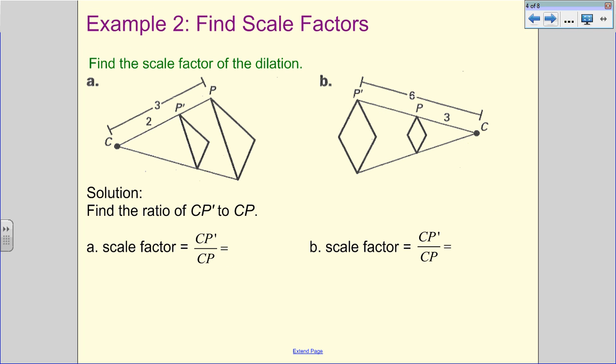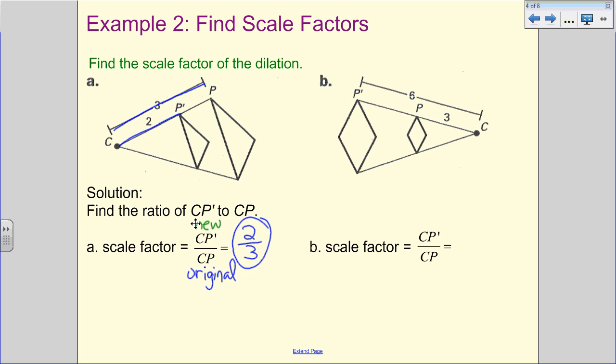Now what we want to do is find a scale factor. So what we're doing is taking a look at how far away the original figure was compared to the new figure. So we're always doing a ratio of new image to pre-image, new to original. That's where our ratio is going to be. So when we take a look at that, my C to P prime is 2. My C to P is 3. So I have a scale factor of 2/3.